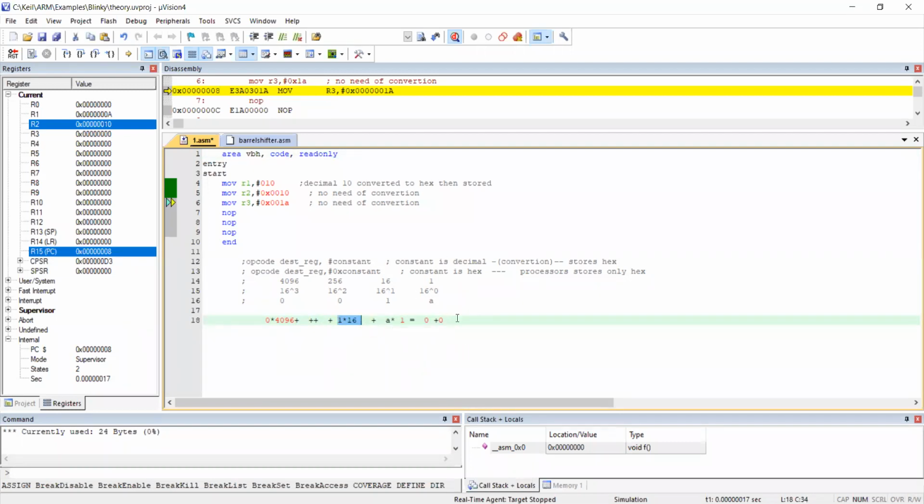1 into 16. Then comes the important question. What is A? A means 10. 10 into 1, 10. So what is this equal to? 26. So I hope you understood correctly, Sahana. Everybody is correct now.